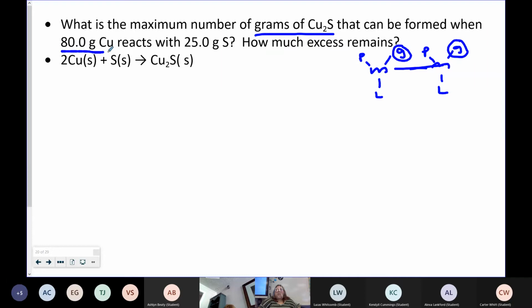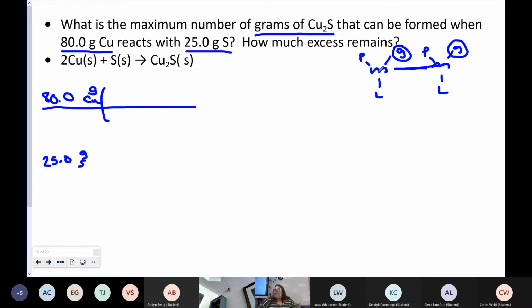Since it gave us both reactants, the copper and the sulfur, we're going to do a conversion with both of these. So we're going to do them separately. So we have the 80 grams of copper and the 25 grams of sulfur. So look at these one at a time. Looking at the grams of copper first, we're going to be changing from grams of copper into grams of that copper 1 sulfide.